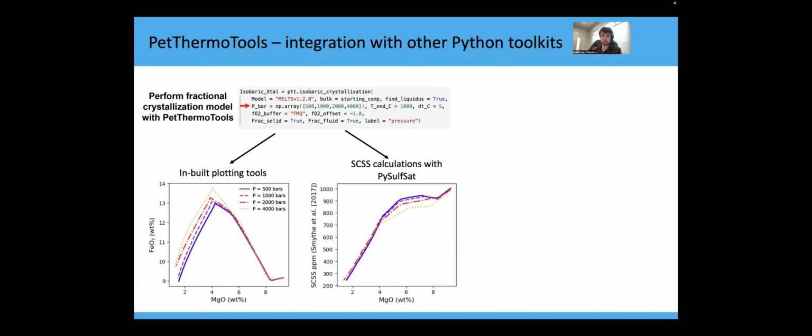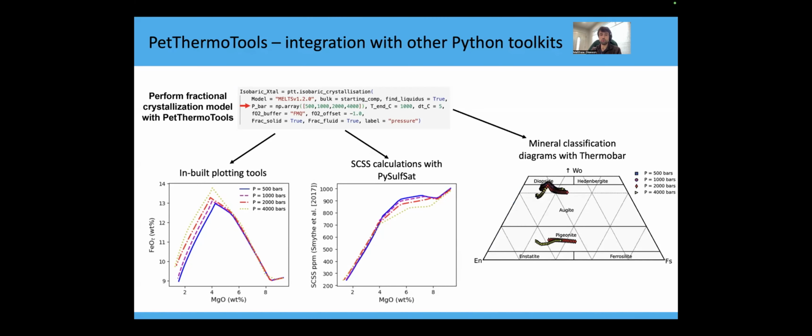This is using Penny's package PySulfSat, and basically by using a consistent naming convention, you don't have to modify or adjust your output variables here. You can just take the outputs and provide them directly to PySulfSat, and it will calculate things such as the sulfur content at sulfide saturation. You can also take those outputs and provide them directly to Thermobar, which some of you may have used in the past, and it will do things such as plot up mineral compositions using things such as the pyroxene quadrilateral, or plot plagioclase compositions on a feldspar ternary, things such as this.